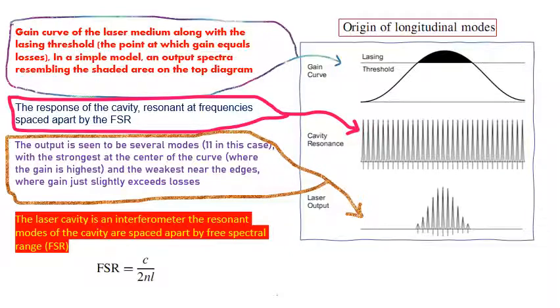What do you see on this slide? That is the origin of the longitudinal modes. This is a gain curve. This is the cavity resonance inside the cavity. And this is the output of the laser. So what is happening here? This is a gain curve.